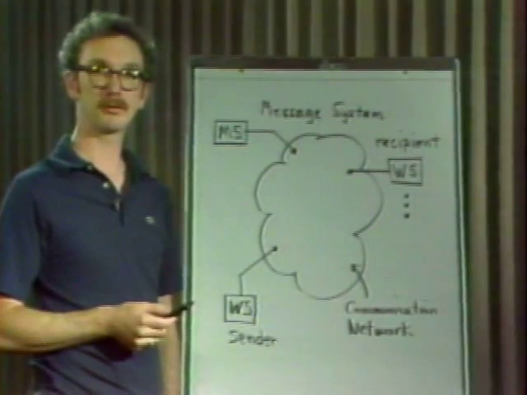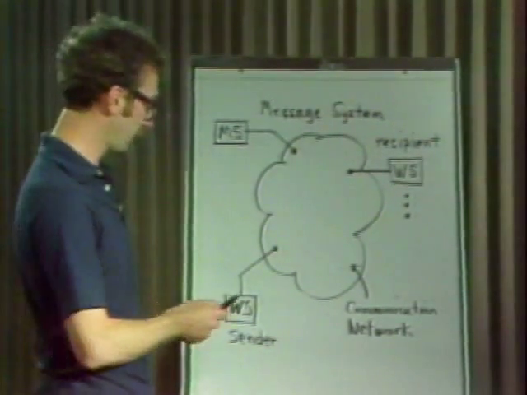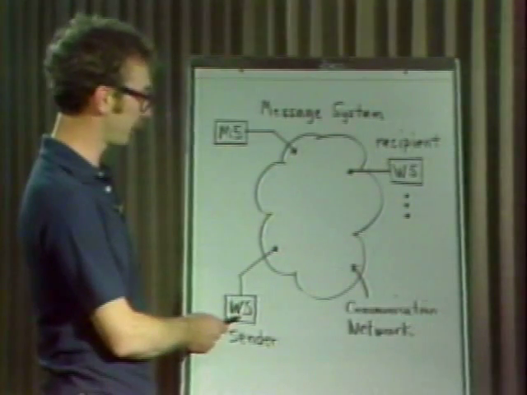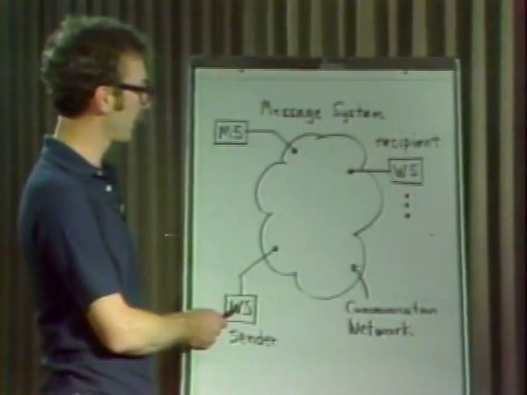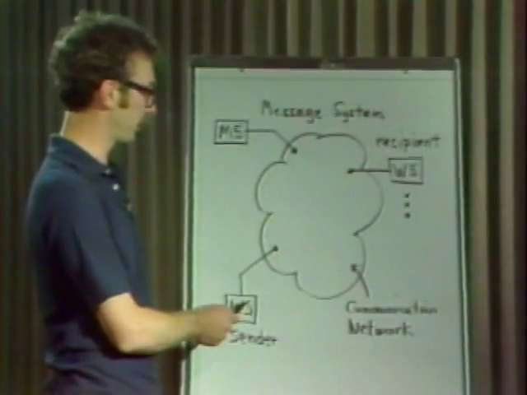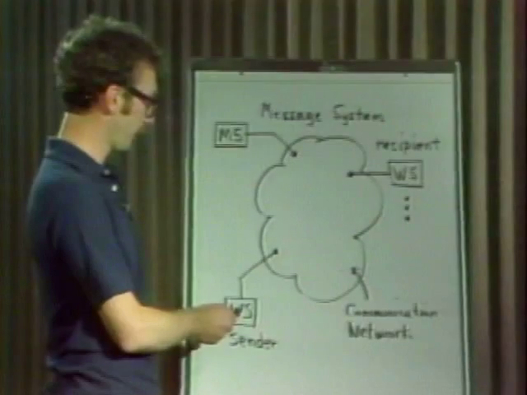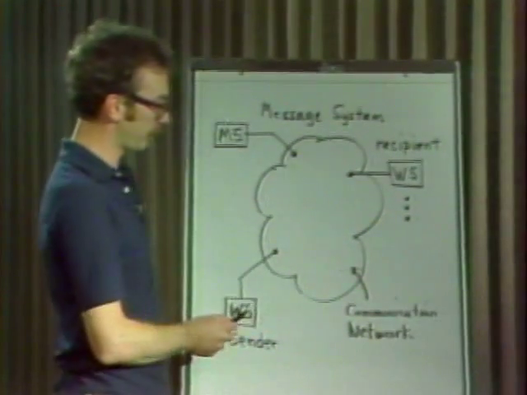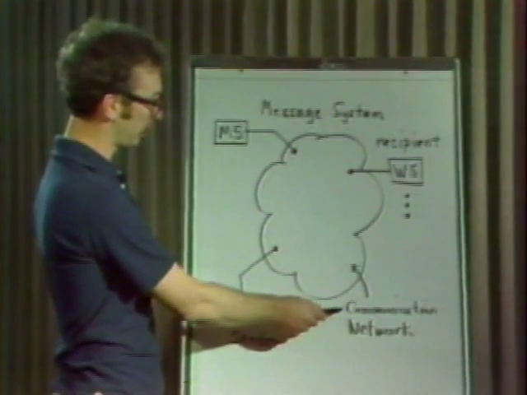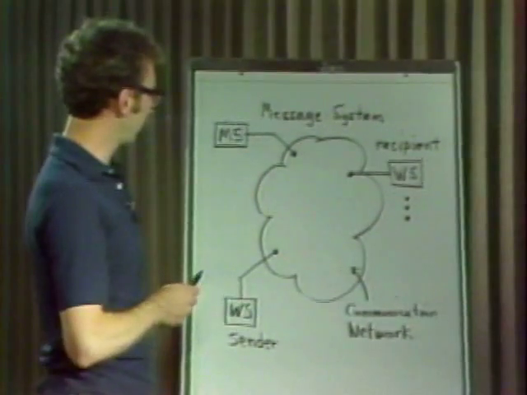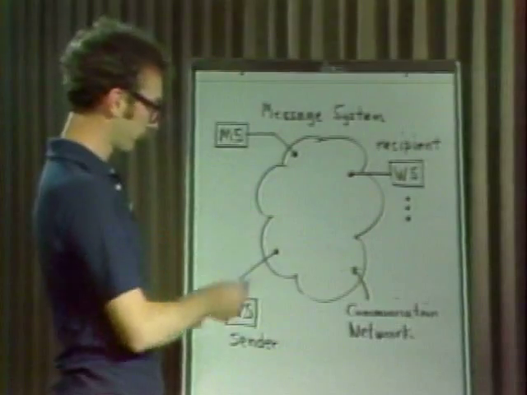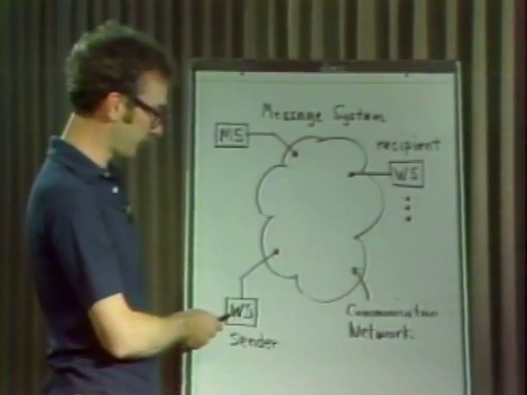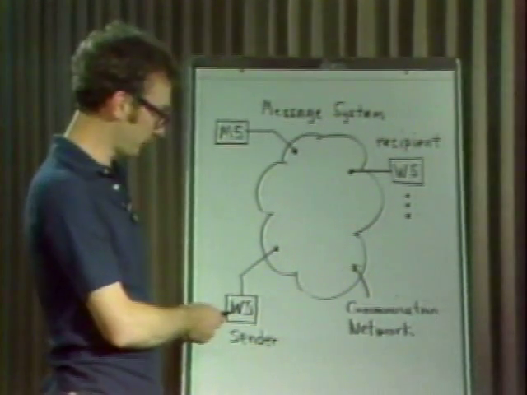The message system has 2 parts, as illustrated by this diagram. The first part is software which runs on the user's workstations, indicated here by the boxes with the letters WS. The second part is a transport mechanism for delivering messages from the sender to the recipient. This transport mechanism includes a communications network and a message service computer indicated by the box up here with the letters MS in it.